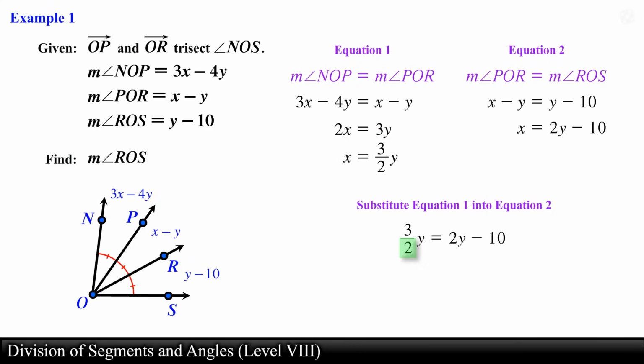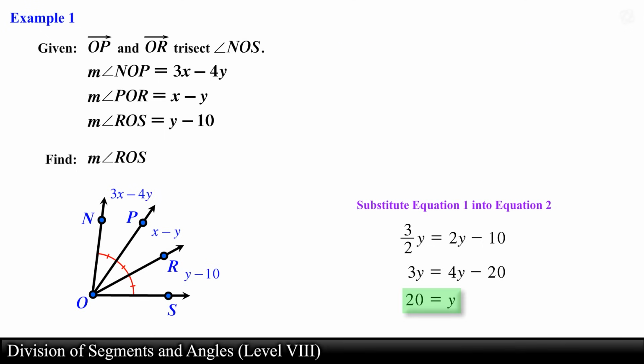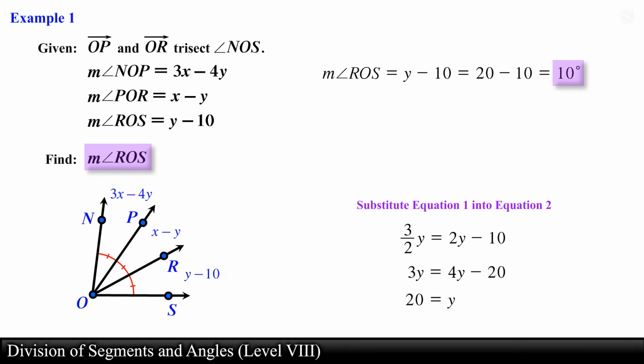Now let's get rid of the fraction by multiplying the entire equation by the value in the denominator. From here, it is just a matter of solving for y. Doing that, we obtain y equals 20. Now we can determine the measurement of angle ROS. Substituting the value of y into the algebraic expression for the measurement of the angle, we obtain 10 degrees, and this is our final answer.